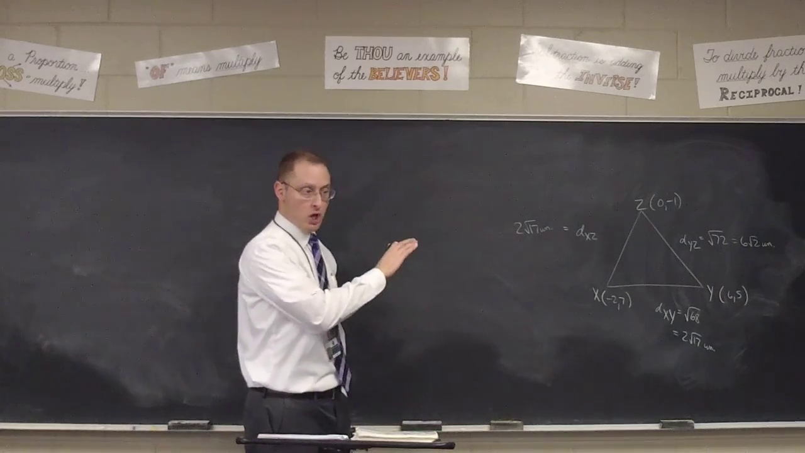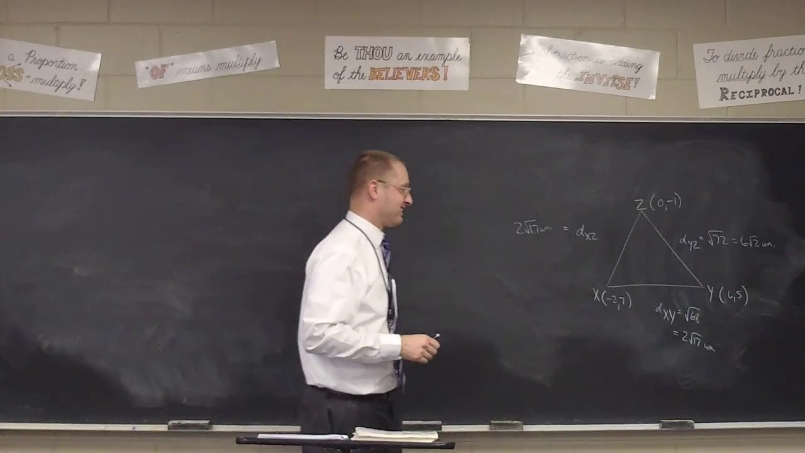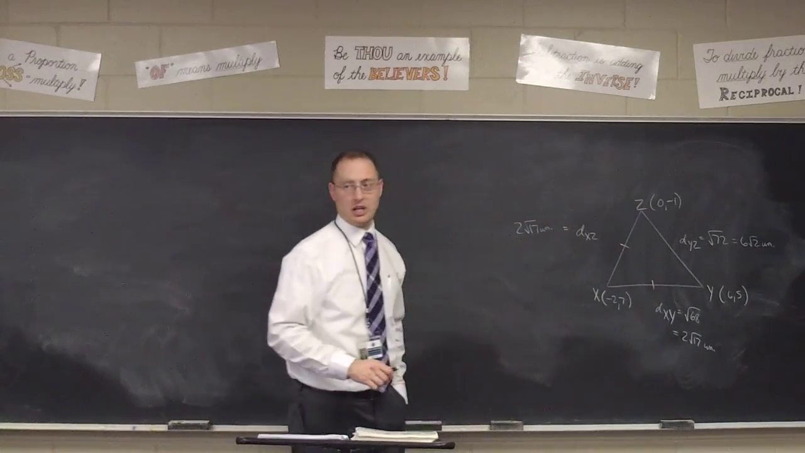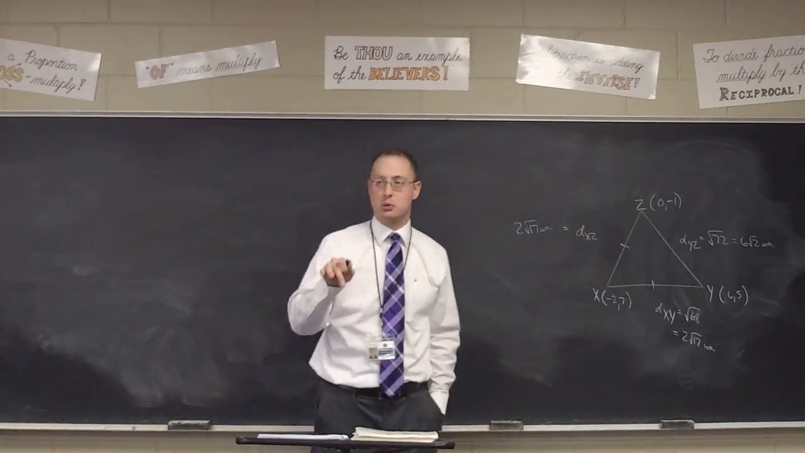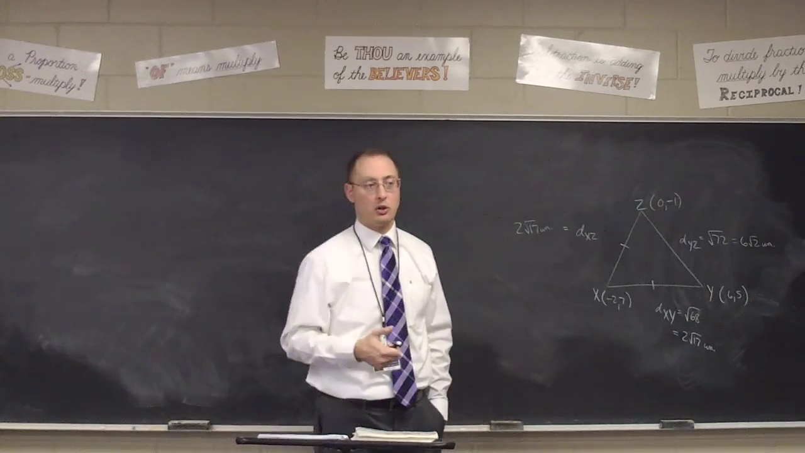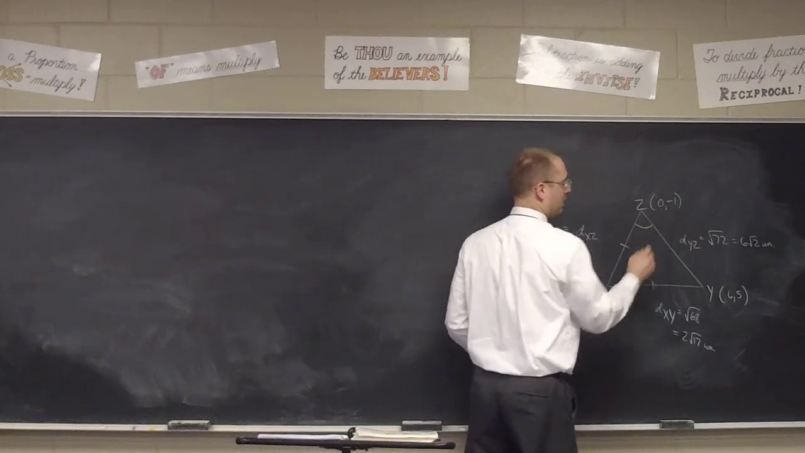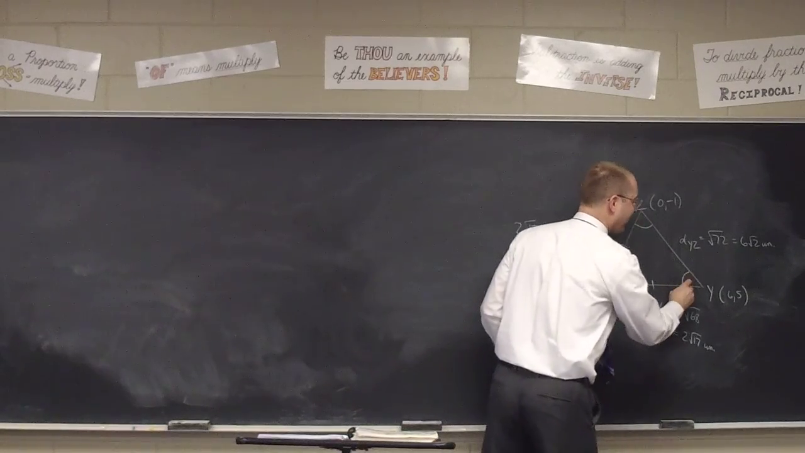Any questions at all? So which two sides are the equal sides? XZ and XY. So which two angles are equal? Could you see that being a question? Given these 3 points, which angles of the triangle are equal? Oh, Z and Y. Angle Z and angle Y are the equal angles.